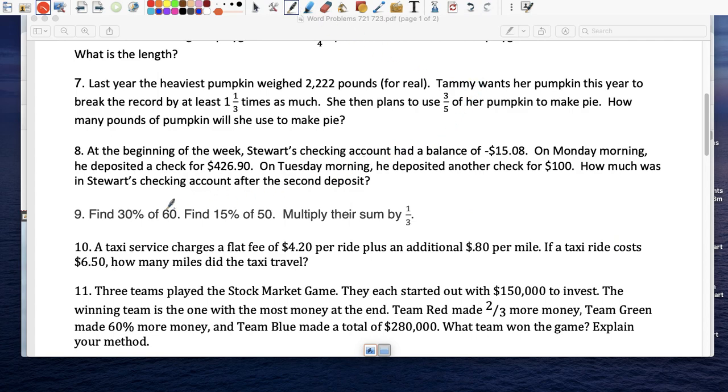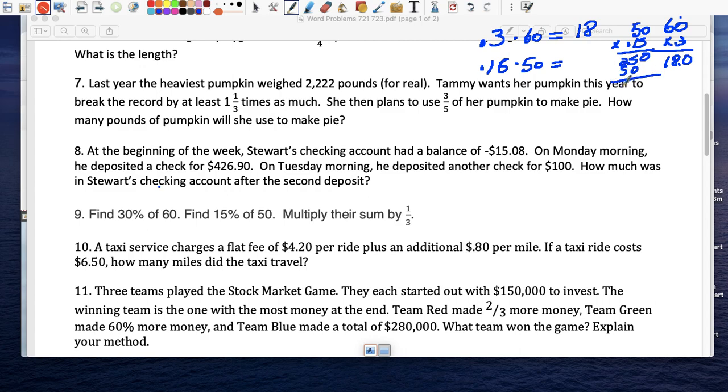Find 30% of 60. Well, 30% of 60. Now, you can just simply change that to a decimal. 30% is 0.3. We're going to multiply that by 60. So let's just do that on the side. 60 times 0.3, 0, 18, which is 18. And then we're going to get 0.15 times 50. And again, you can do 50 over here times 0.15. Right, 0, 25, and that's just a 50.